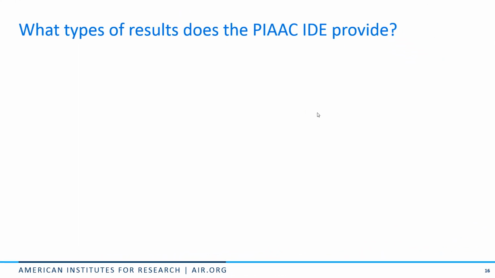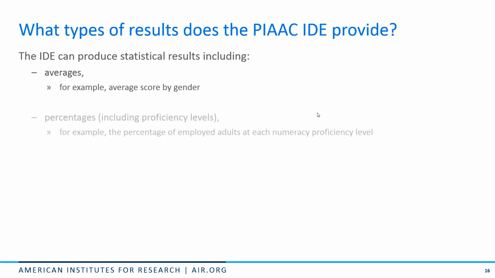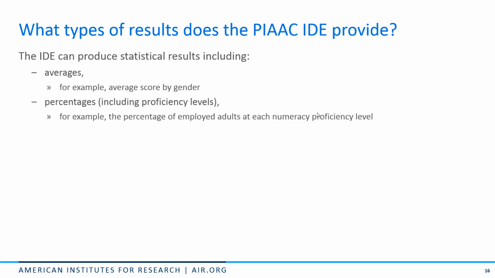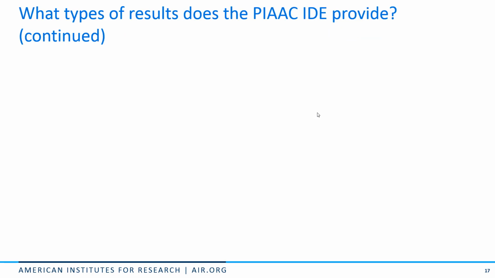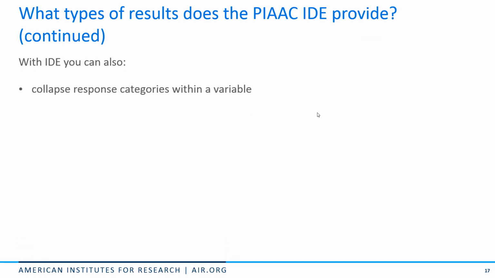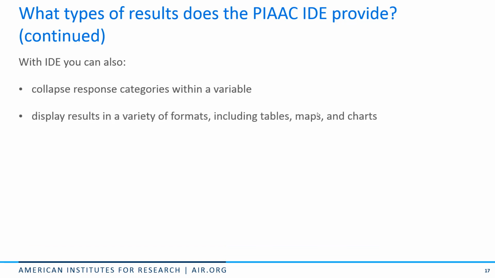Now let's see the types of results the US PIAAC IDE provides. It can be used to generate various types of statistical results, including averages, percentages including proficiency level distributions, standard deviations, and percentiles. The IDE can also be used to collapse categories within a variable. Results can be displayed in a variety of formats, including tables, maps, and charts. The types of charts include bar charts, column charts, line charts, and percentiles charts.